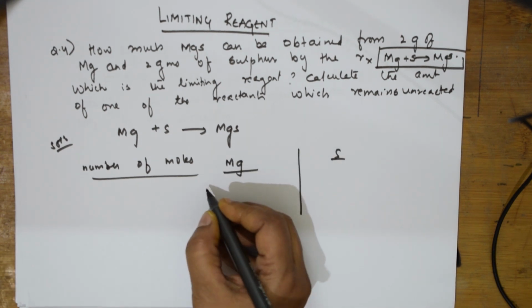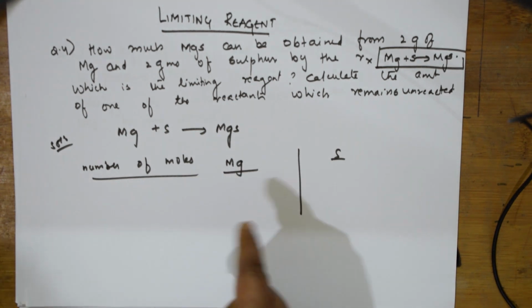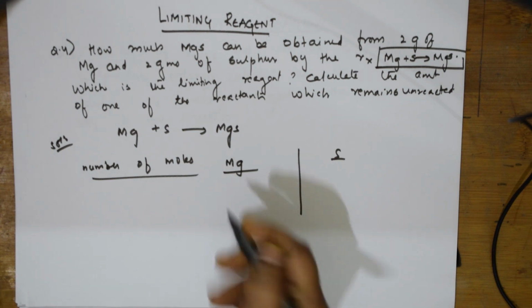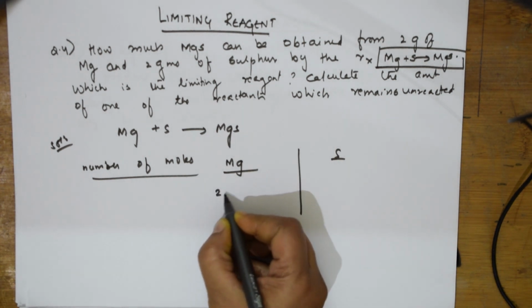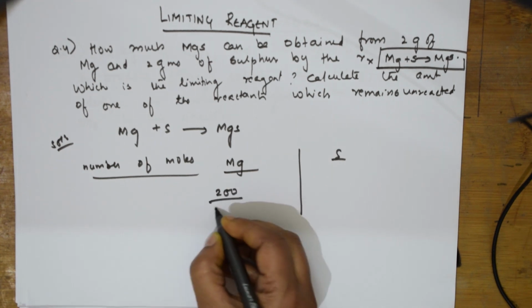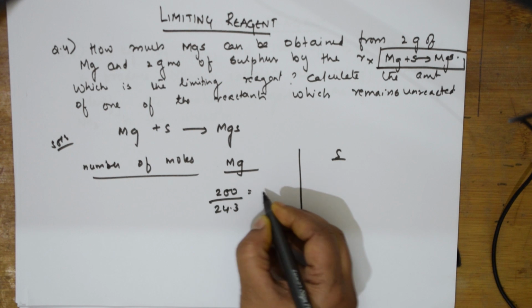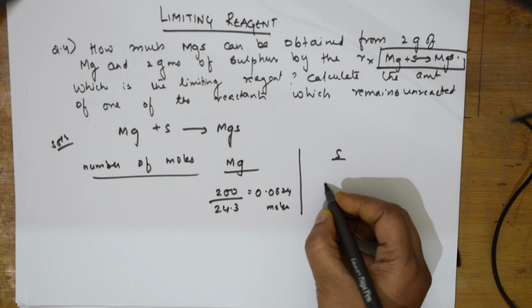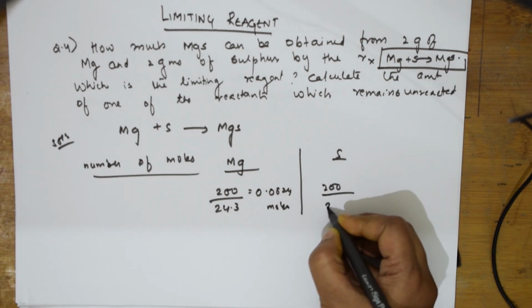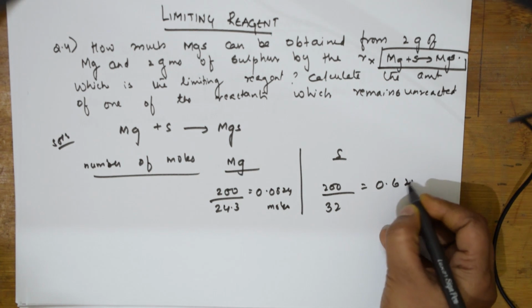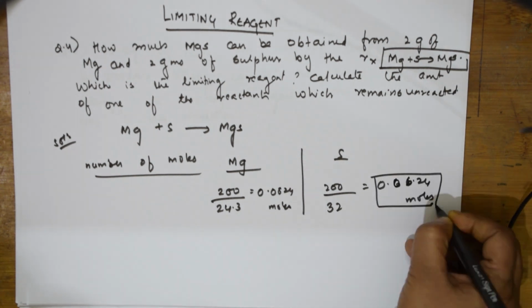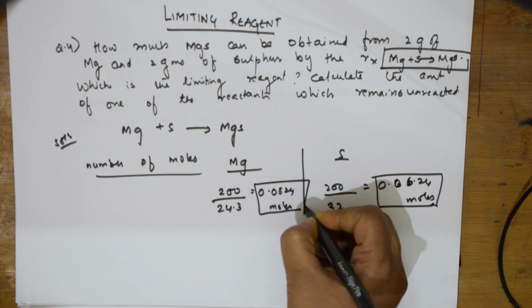So n is equal to, 2 grams means what? 2 grams of magnesium is nothing but 2 divided by atomic weight 24.3. It comes to 0.0824 moles. Now for sulfur, how much is this? Again 2 grams, 2 by 32. It is equal to 0.0624 moles. Now see, in this case it's 0.0624 moles. In this case 0.0824 moles.